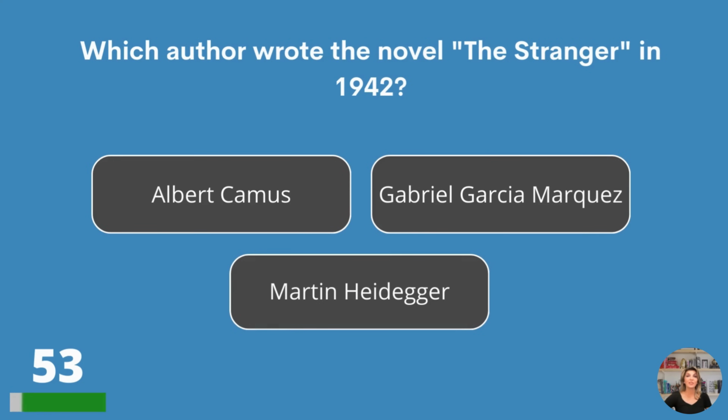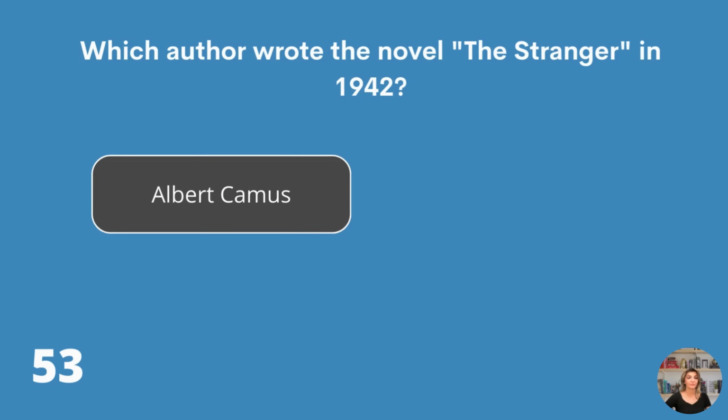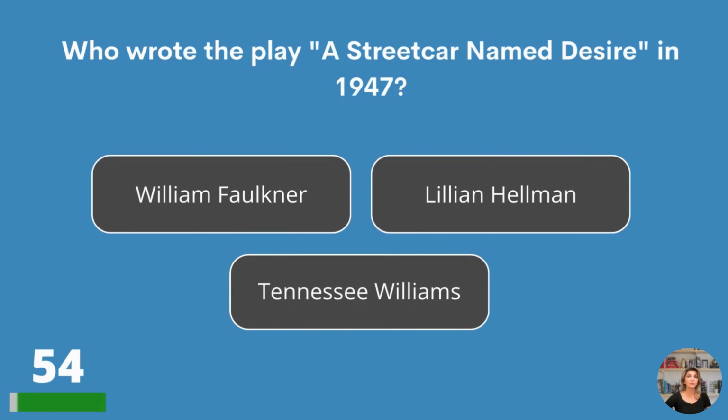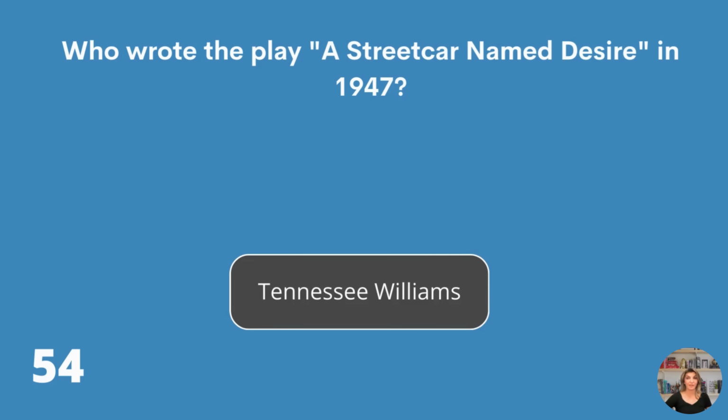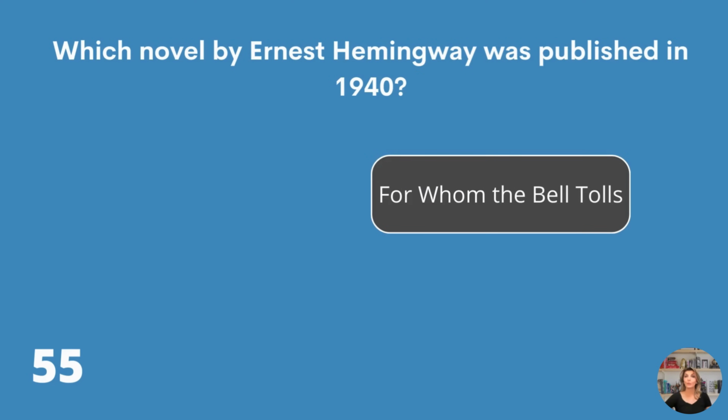Which author wrote the novel The Stranger in 1942? Albert Camus, Gabriel Garcia Marquez, or Martin Heidegger? Albert Camus. Who wrote the play A Streetcar Named Desire in 1947? William Faulkner, Lillian Hellman, or Tennessee Williams? Tennessee Williams. Which novel by Ernest Hemingway was published in 1940? To Have and Have Not, For Whom the Bell Tolls, or The Old Man and the Sea? For Whom the Bell Tolls.